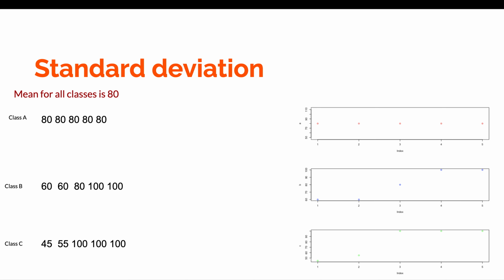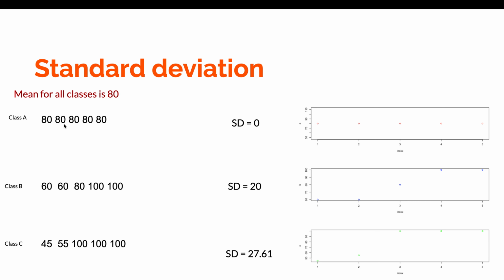Just consider three classes. There are 5 students in each class, just for illustration purpose. And these are the scores of those students out of 100. In class A, all students got the same marks. In class B, some students got higher, some students got lower. And in class C, 3 students got 100 out of 100, but 2 students got very low marks. Now if we compute the mean, for all three classes it is the same, 80.